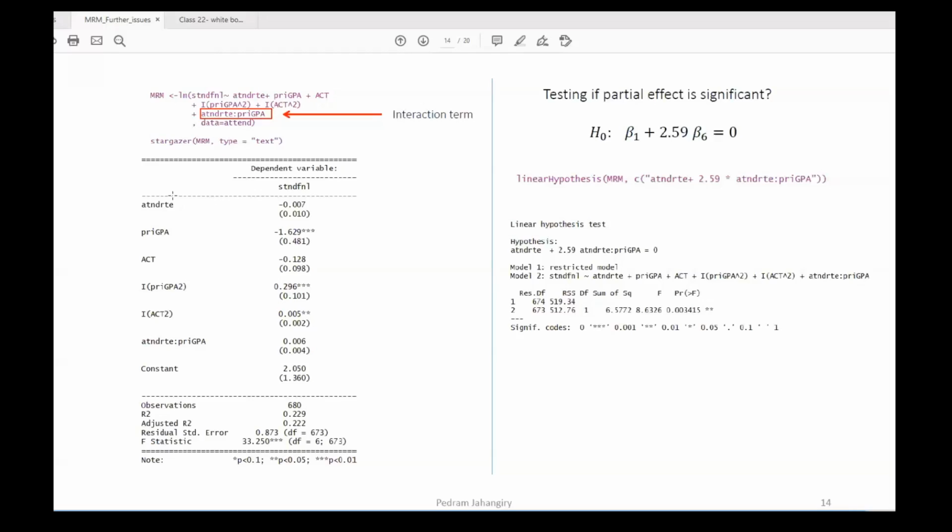And now let's look at the significance. Attendance rate itself is not significant. Prior GPA is. ACT is not significant, but ACT score squared is. So if I were the author, maybe I should have gotten rid of the squared ACT score and seen whether ACT turns out to be significant or not. And then look at the interaction term. The interaction term is not significant. Even though we had an interesting story for that, it was not significant. The constant is not significant.